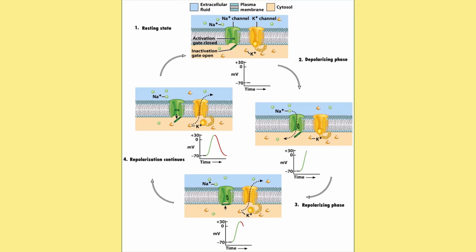Hyperpolarization might happen depending on the neuron. It's not represented in this action potential, and that's okay. Not all neurons exhibit a hyperpolarization phase. So we can finish repolarization, and the sodium-potassium pumps will restore resting membrane potential. Those voltage-gated sodium ion channels are closed. Those voltage-gated potassium ion channels are closed. And we return back to number one, resting membrane potential.